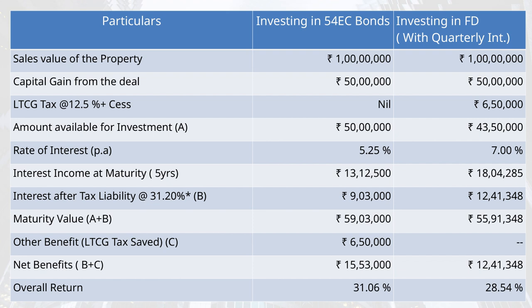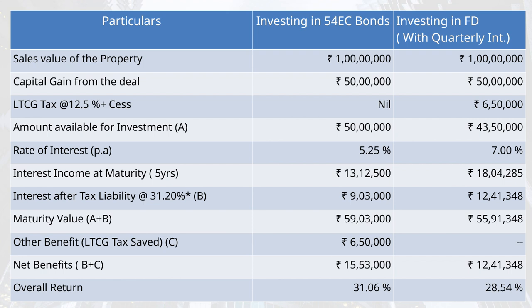Next, let's examine the interest rates. The bonds offer a rate of 5.25% per annum, leading to an interest income of about 13,12,500 rupees over 5 years. The fixed deposit, on the other hand, offers a higher rate of 7%, resulting in roughly 18,04,285 rupees. However, after accounting for tax on interest income, at a rate of around 31.2%, the net interest income drops to approximately 9,03,000 rupees with bonds and 12,41,348 rupees with fixed deposits.